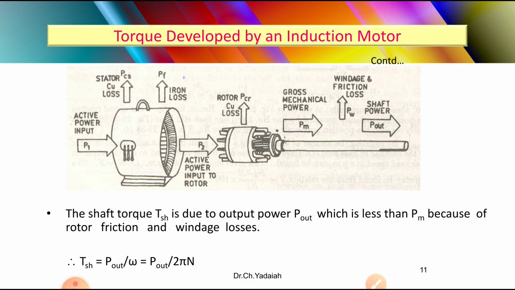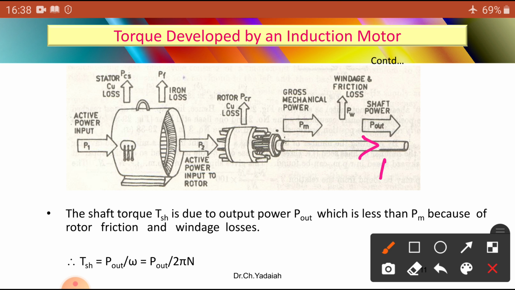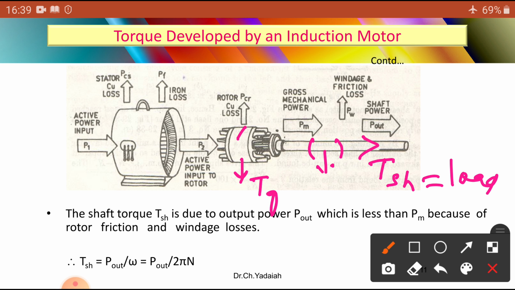Now you can see the shaft torque, that is the torque which is available at the shaft, is due to the output of the power. So what happens here? The shaft torque is available, it is ready to take the mechanical load, whereas this torque is the TG, gross torque. Gross torque is developed in the rotor minus some loss torque, which is the losses due to friction and windage. Then we go to the shaft torque.